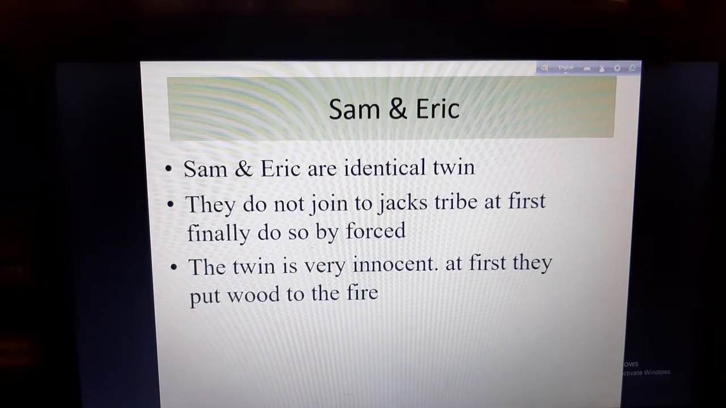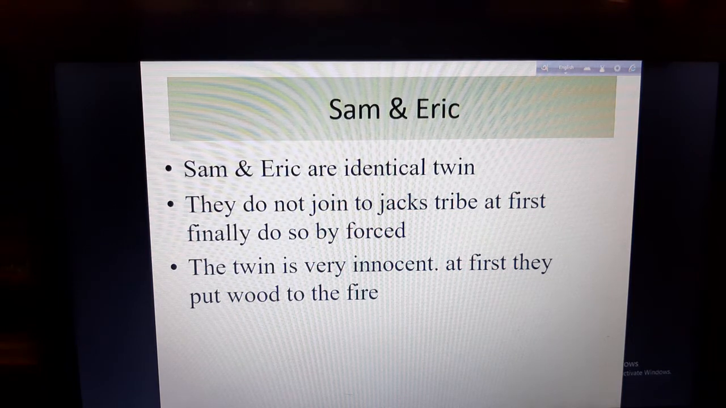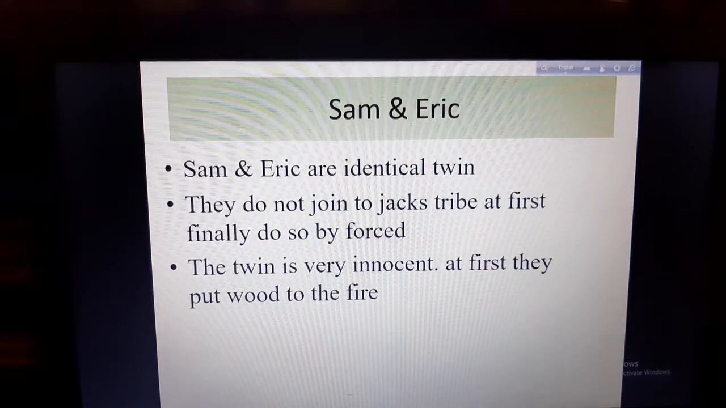About Sam and Eric. Sam and Eric are identical twins. They do not join Jack's tribe at first, but finally do so by force. The twins are very innocent. At first, they put wood on the fire. So they are creative also.